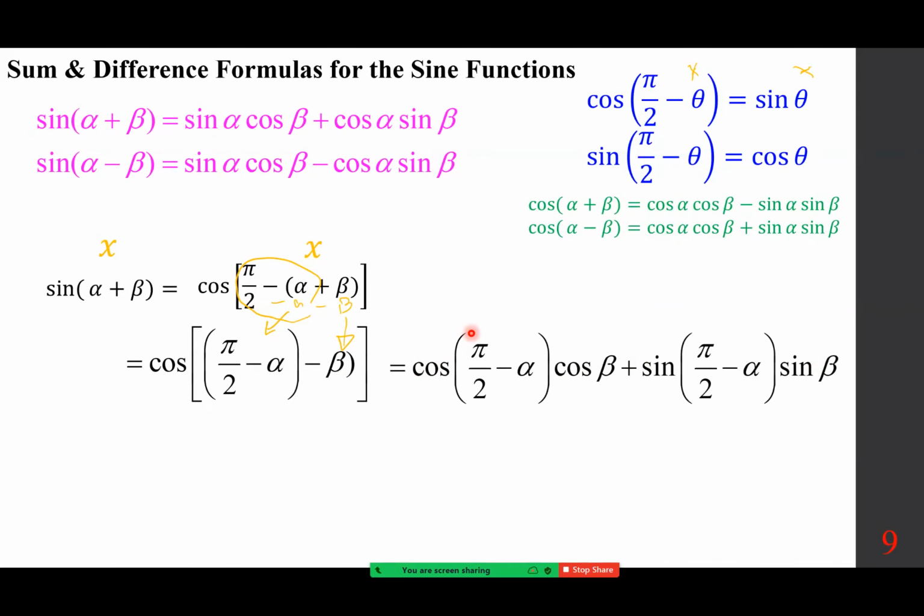Now, what is cosine of pi over 2 minus alpha? Sine of alpha. So this is sine alpha. What is sine of pi over 2 minus alpha? Cosine alpha. So this one is sine alpha.